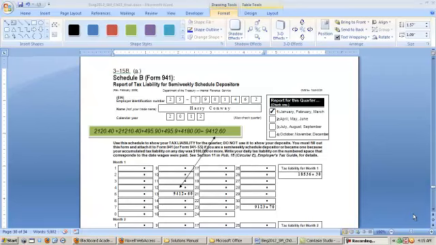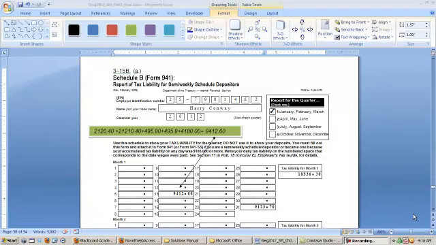Okay guys, this is a video to show you how to fill out a Schedule B that goes along with Form 941. Now this is needed if the tax liability for the quarter is $2,500 or more. This example is 315B. You're doing 315A for homework, so this problem is very similar but just slightly different numbers.